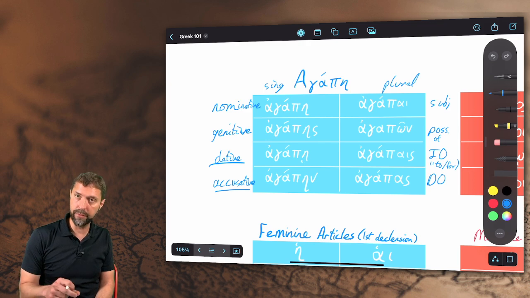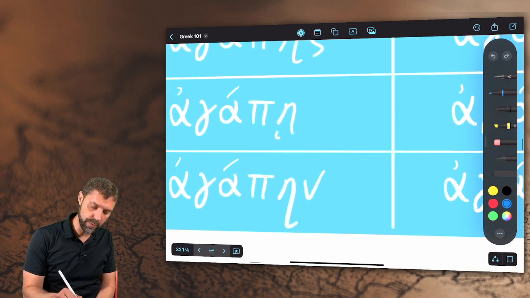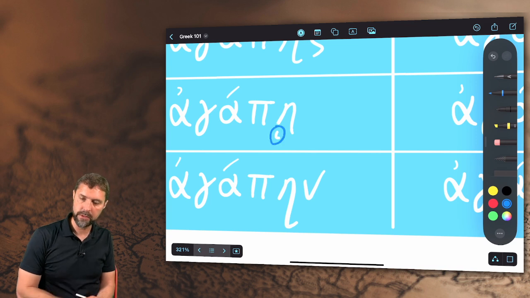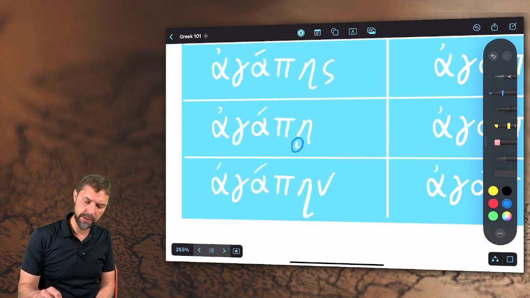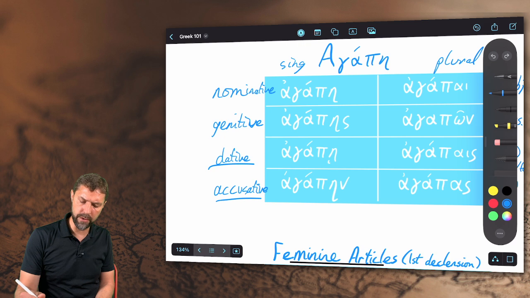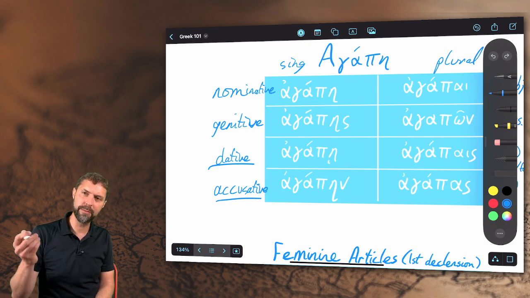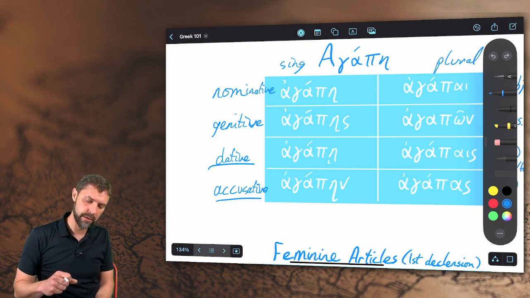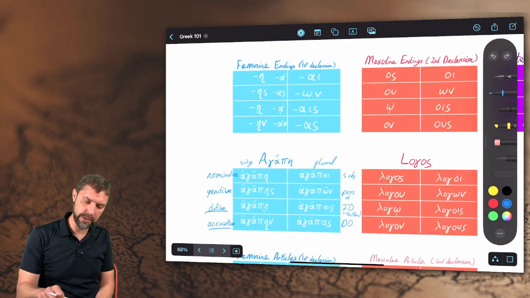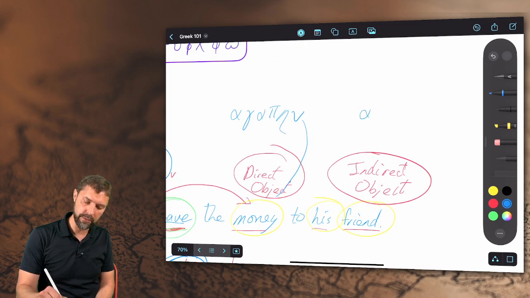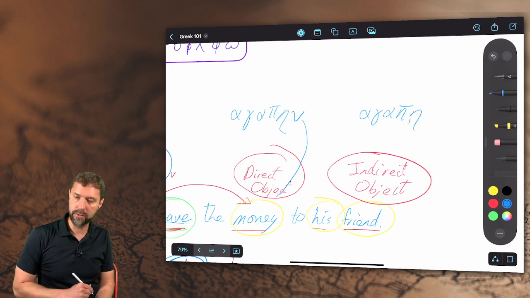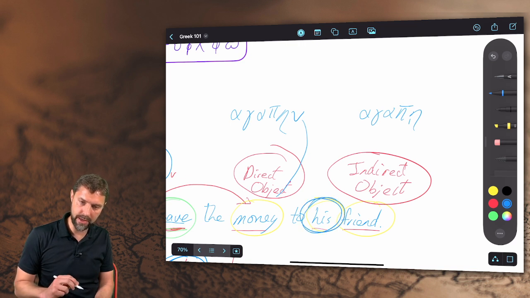There are a handful of places where an iota will be written below. So this is a little subscript. It's just because as the language formed, that iota was there, but it wasn't being pronounced, so we're sticking it underneath. And that form then, if I was going to be putting this into a sentence and forming a direct object, I would use that form, agape, with a little iota subscript. The only other thing I have in the sentence is a possessive right here, his.